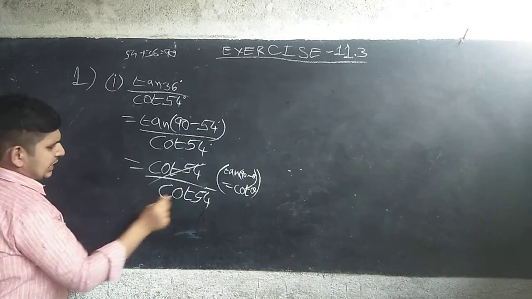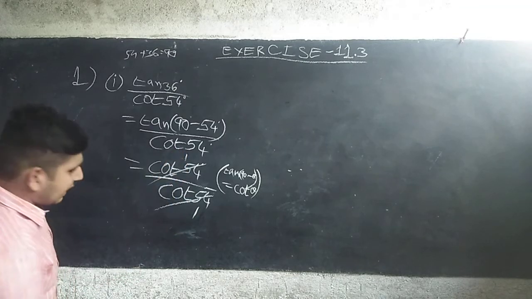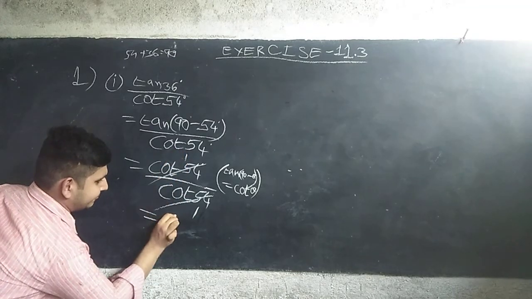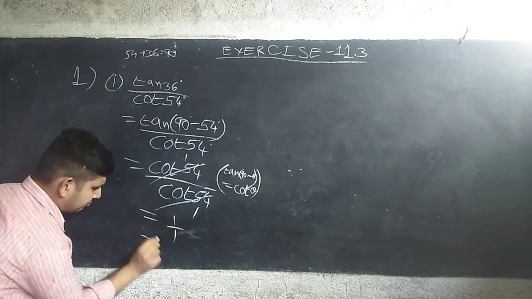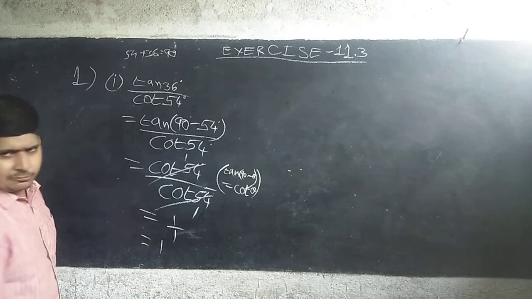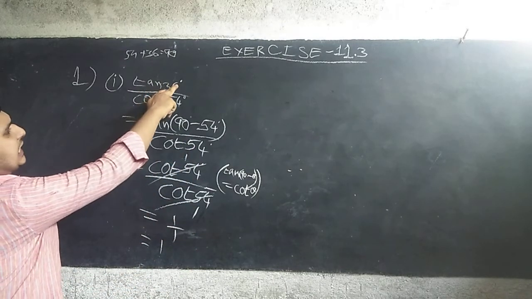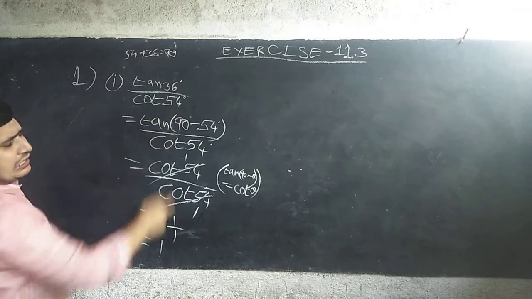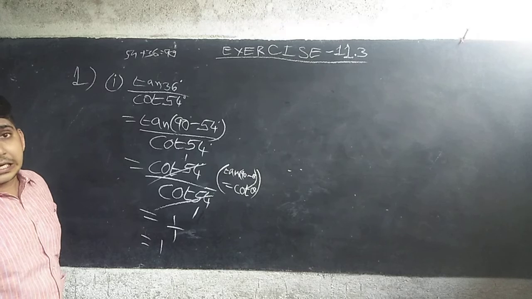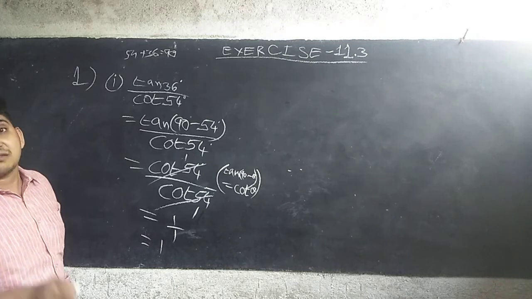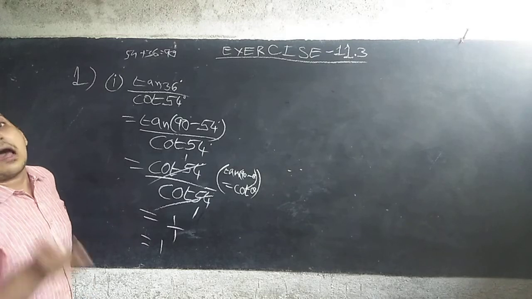get cancelled. Then what is it? 1 by 1, equal to 1. Therefore, tan 36 degrees by cot 54 degrees equals 1. You have to write this statement in the examination after completion of your problem. For that you can get a half mark.